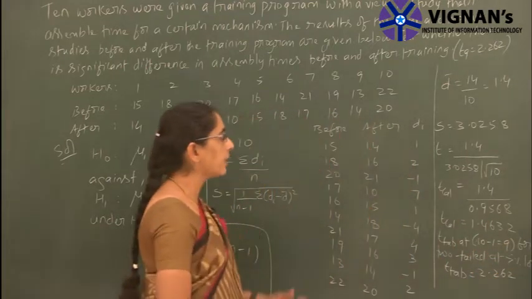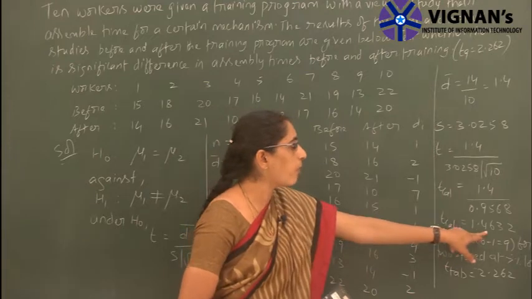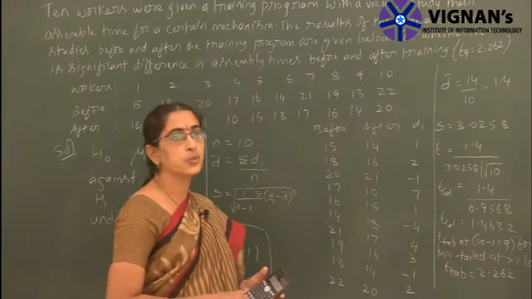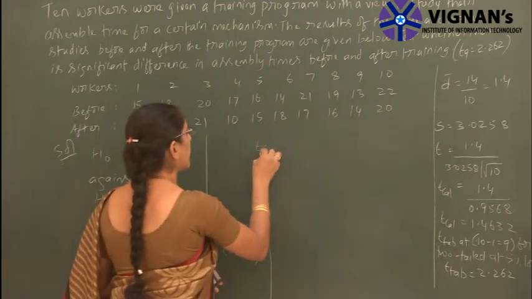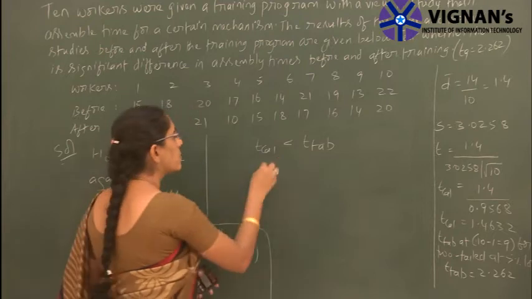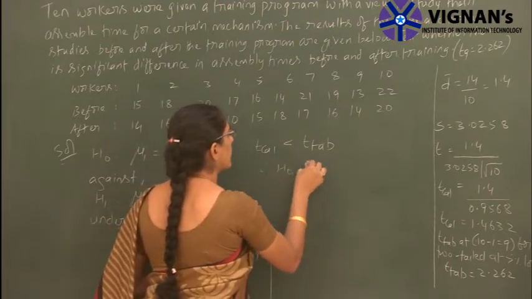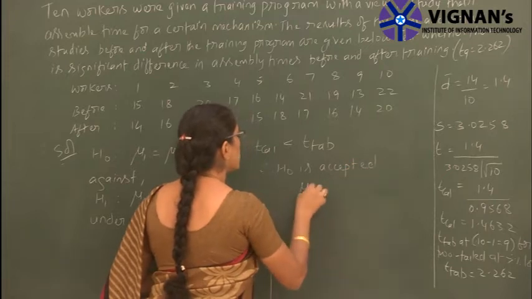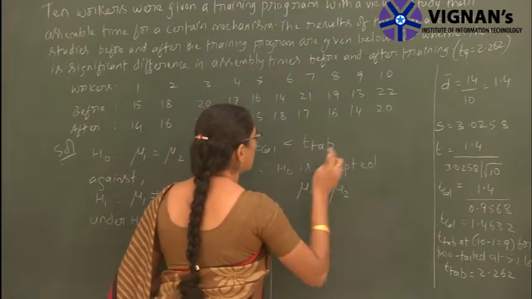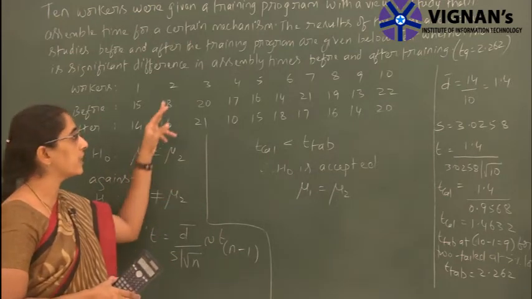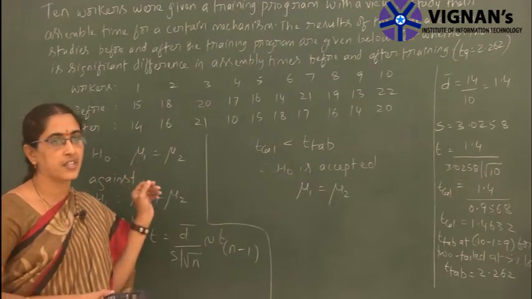Okay, so now here T cal is 1.4632 and T tabulated value is 2.262. So T calculated value is less than T tabulated value. So therefore H naught is accepted. That means here mu1 is equal to mu2. That means there is no significant difference in the assembly times of the workers before and after training.